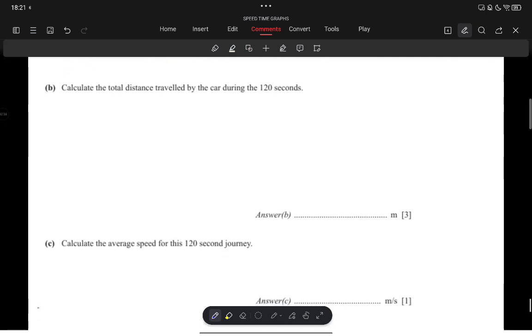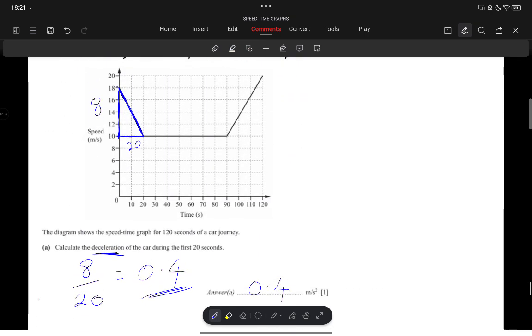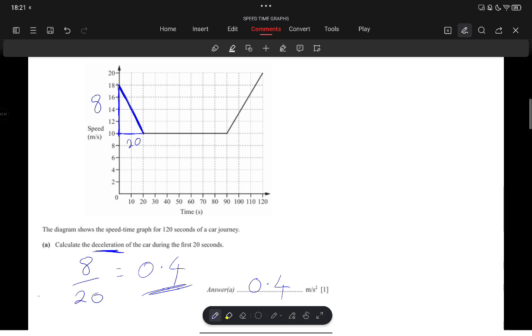Part B, calculate the total distance traveled by the car during 120 seconds. So the distance traveled is the area under the graph. A bit of an unusual shape for this one, I suppose, but the area under the graph, we can split this into shapes that we know. So we have a triangle just there, a triangle at the beginning there. And we have another triangle just there, don't we? So we have another triangle there.